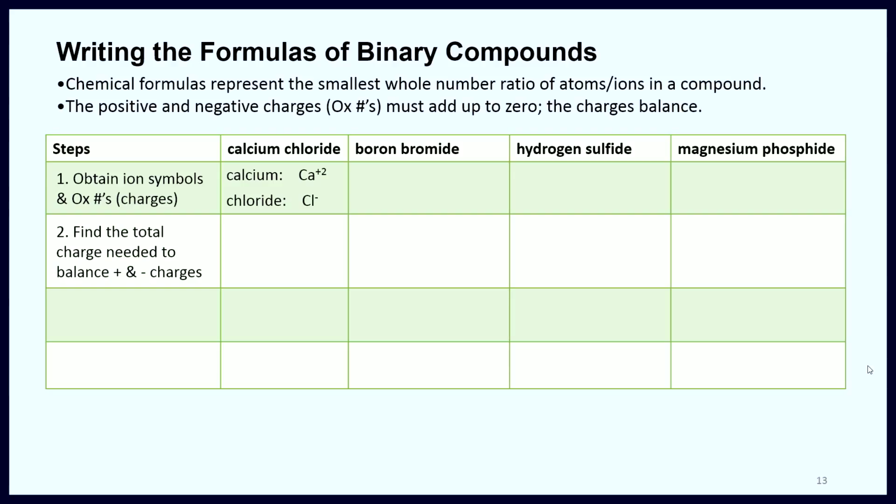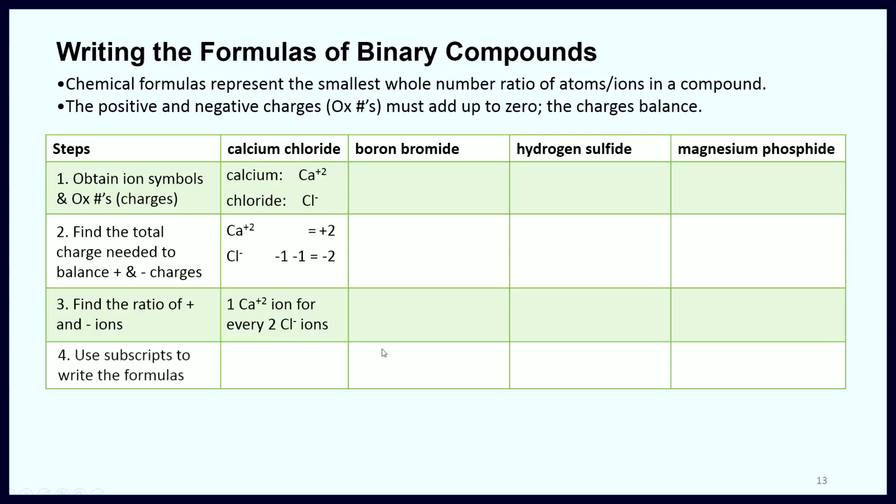Secondly, we find the total charge needed to balance the positive and negative charges. In other words, we have to have total positive and negative charges equal. We can see that calcium is +2, and each chloride is -1, which means we need 2 of them to balance the charges. Then we find the ratio of positive and negative ions. So for every 1 calcium ion, you'd need 2 chloride anions. And then the formula is written with subscripts. It would be CaCl2.